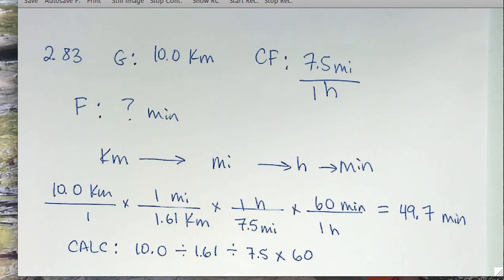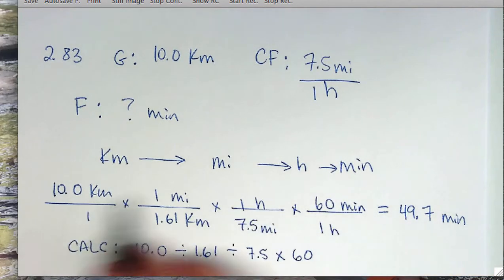Does that make sense for you? So you take 10, you divide it by 1.61, you divide it by 7.5, and you multiply it by 60. I just go across. Yeah, I do too. So you go across: 10 times 1 times 1 times 60. Then I divide that by 1.6, or multiply it, but I guess I should divide it. Okay, so you can do it two ways.